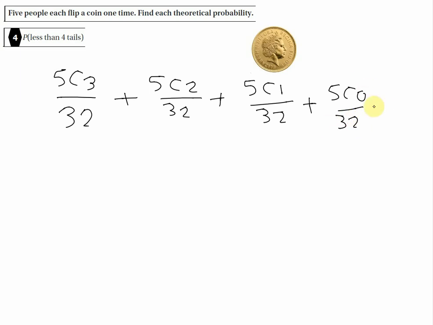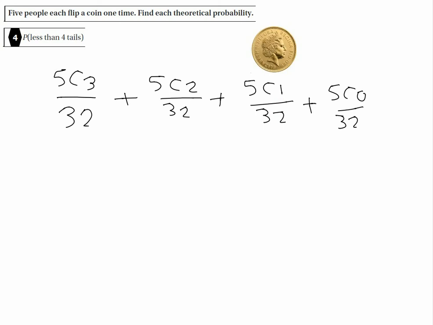What is this last case? This case is the case of getting 5 heads. This means that we get no tails. Again, we have to find the probability of less than 4 tails. To get less than 4 tails, we mean to get 3 tails, 2 tails, 1 tail, or no tail at all, because in this case we get 5 heads.